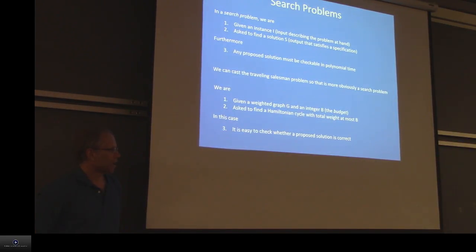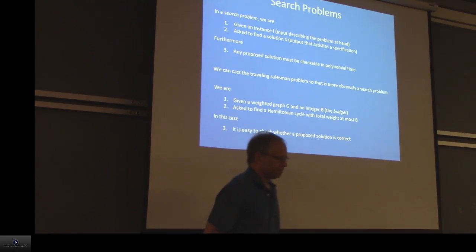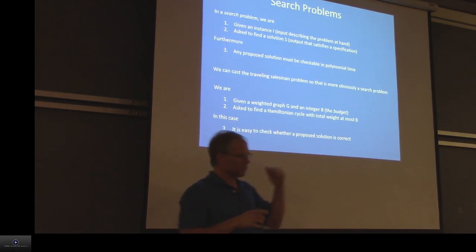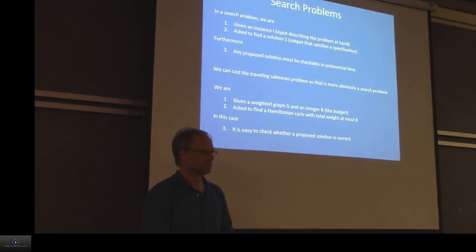So it's a little bit fuzzy whether we call the traveling salesman problem a search problem, but clearly this is a search problem. Now that doesn't mean we can efficiently solve the Hamiltonian cycle problem. It just says that if someone proposes a solution, we can easily check it. So that's what makes it a search problem.